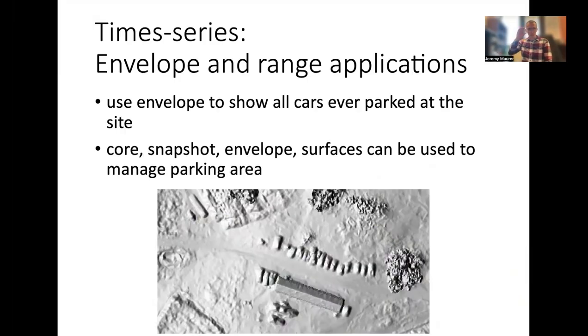We can also do different kinds of things. So here's an example where we use an envelope to show all the cars that have ever been parked at a site. And this is just one example of how you might actually take multiple images of a site and use that to get information on that site over time, how it's changing, how the dynamics are working there.